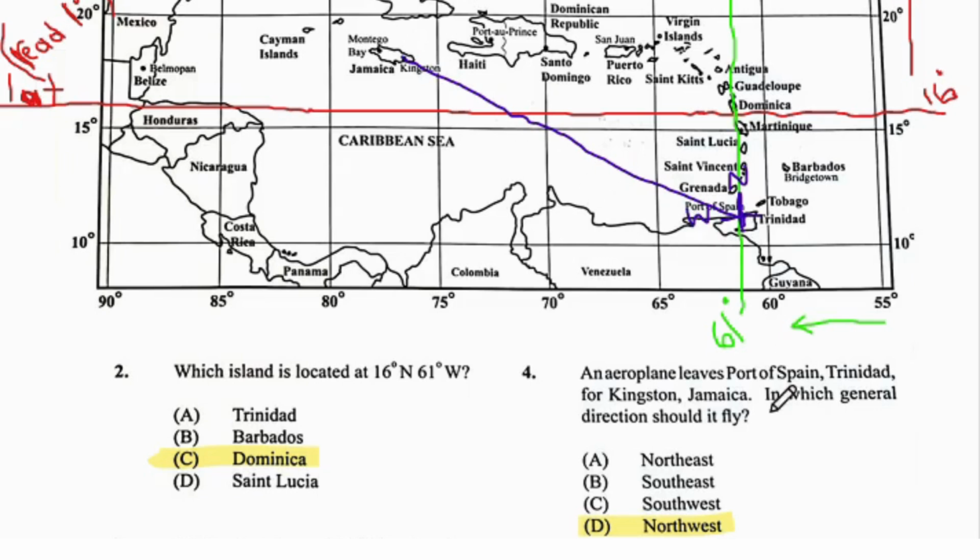So it asks for the general direction. I'm not seeing north. North would be the most general direction. So north is not there. So between north and west, our answer is northwest. So this is how we arrived at our answer.